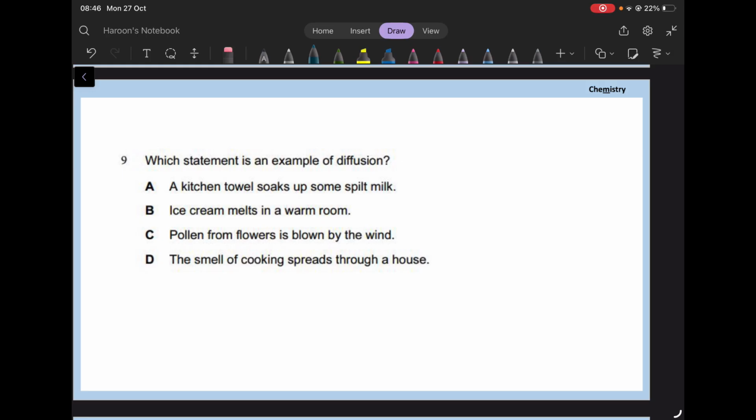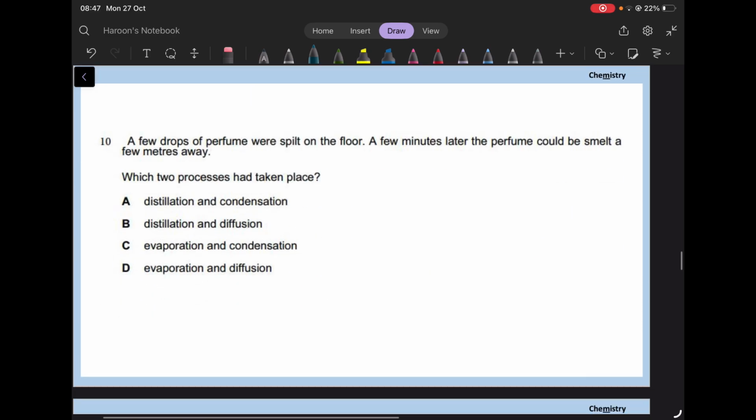So let's have a look at the options. A, a kitchen towel soaks up some spilt milk. Not really. Soaking up has nothing to do with diffusion. It should be movement of particles from high concentration to low concentration. Once again, ice cream melts. This is just a change in state, nothing to do with diffusion. Pollen from flowers is blown by the wind. This has nothing to do with diffusion. This is not movement on its own. This is spread due to the wind. The smell of cooking spreading out throughout the house. Yes, this has to be the answer.